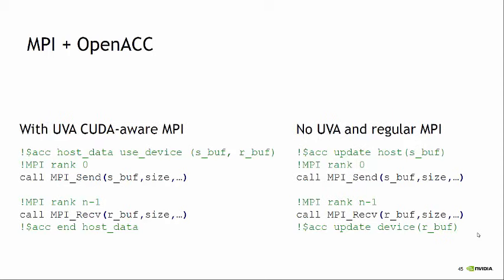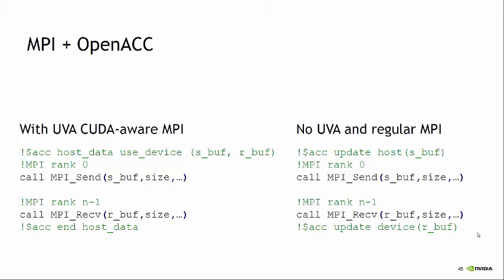In OpenACC, this would look like this. To get a subroutine call to use the device buffer rather than the host buffer, because obviously in OpenACC you have a single variable with both device and host attributes, you have to use this ACC directive, host_data use_device, and this will tell MPI to use the device pointer, or the device memory, of SBUF and RBUF. And on the right there, we're using update host and update device to do it all manually.